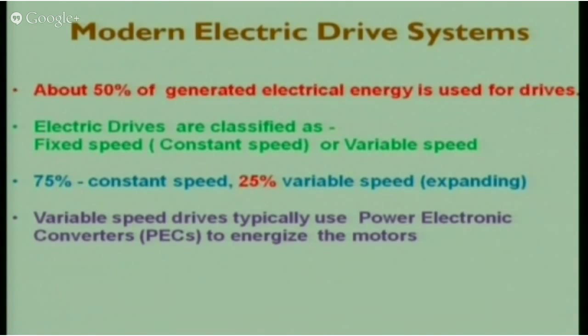Electric drives are classified in two forms. They are fixed speed, that is constant speed, and variable speed. The same drive can be used at a constant speed or a variable speed. Why this? Because many times the application is such that you need a constant speed drive. First of all, we should understand why this drive is required. The drive is required for doing a performance, for doing an action, and that is based on the requirement of the process. Every process has different requirements. Some of the processes need to run at a constant speed, so there we use a fixed speed drive or a constant speed drive.